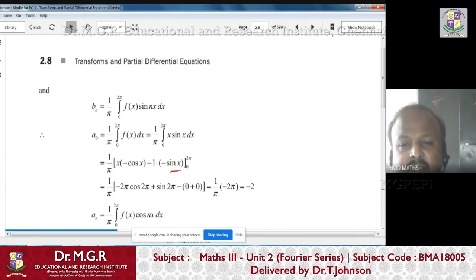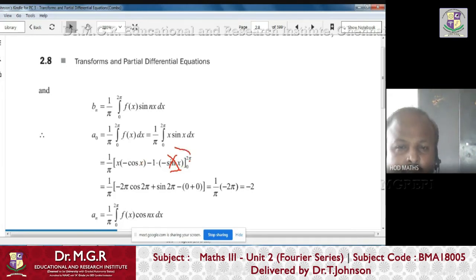Since sin n pi is always 0, even if you put the upper limit here, sin 2 pi, the term becomes 0. And sin 0, the lower limit, also becomes 0. So the sin term won't come whenever the limits are 2 pi and 0. So there is no need to put the limits itself. Automatically it becomes 0. Right? So the only thing is we have to put the limits only for the cos terms.